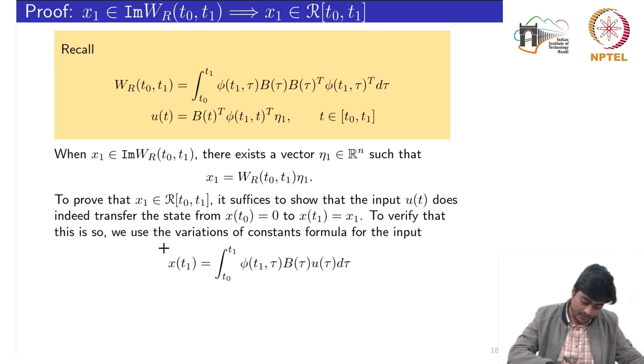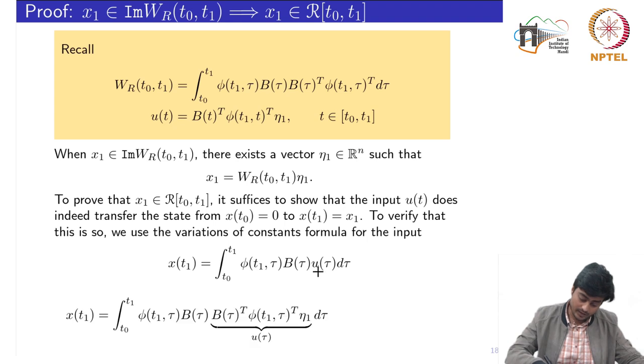So to verify this, we use the variation of constants formula for the input, which is given by this one, x of t1 given by the integral t0 to t1 state transition matrix B into u. Now if I put this u here, which is given in the theorem, I would get phi into B transpose and phi transpose in eta 1. Okay, now this is the u which I have taken from the above.